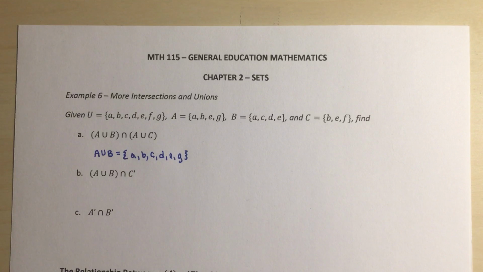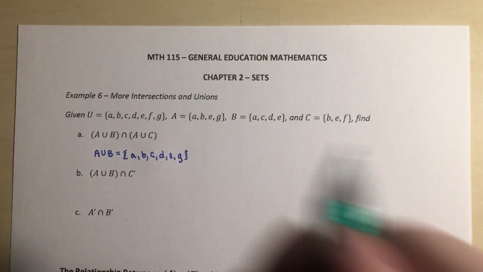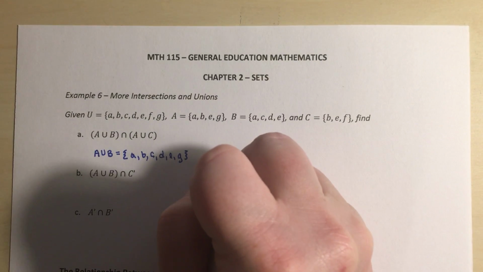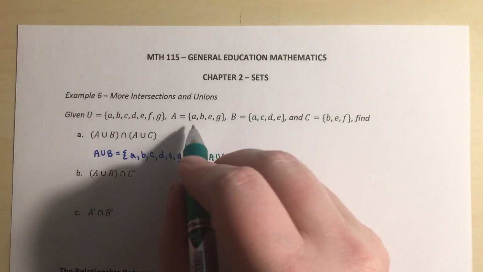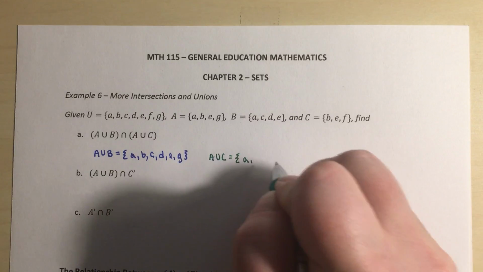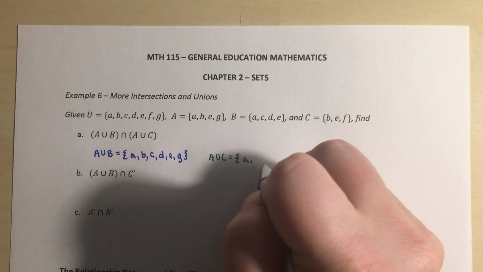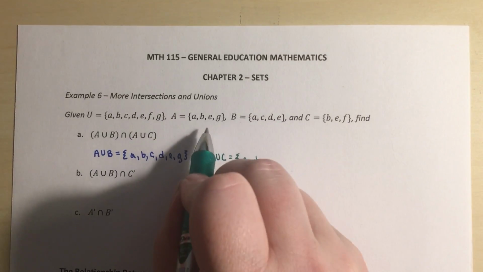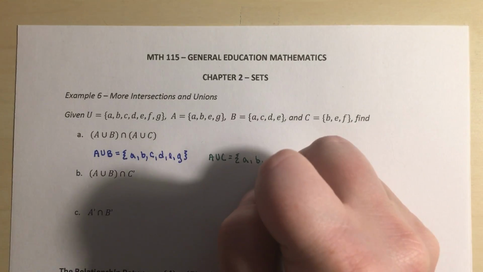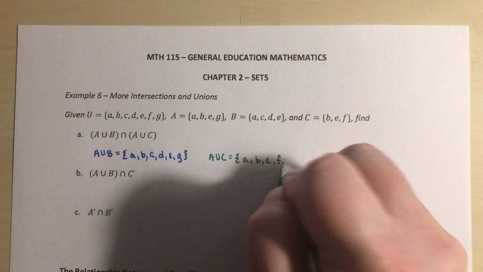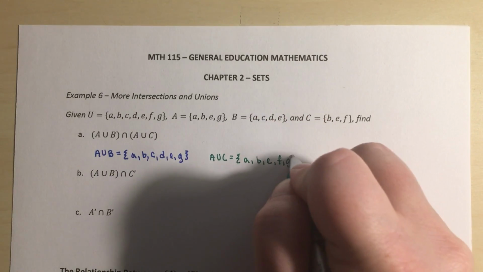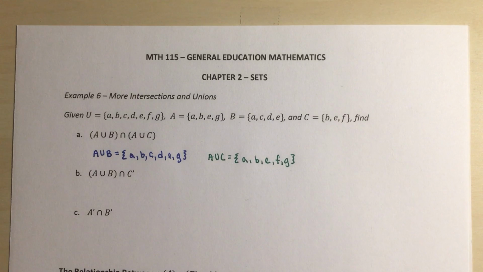All right, now we also need to look at A union C. So we want A because it's in set A. B is in both. E is actually in both. F is in set C. And G is in set A. Right, so the first thing we do is we look at our little pieces that are in parentheses.